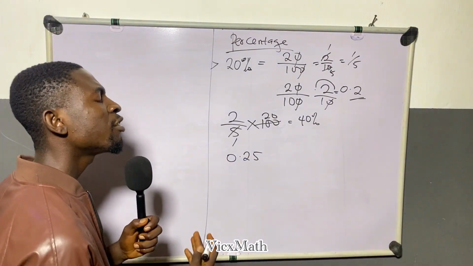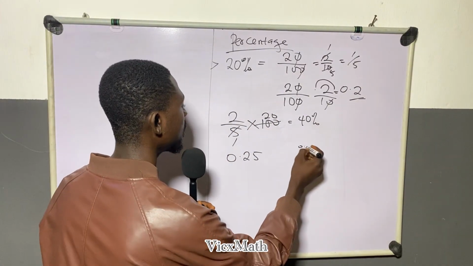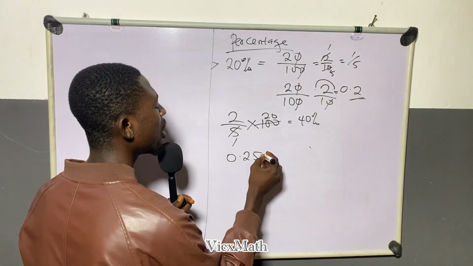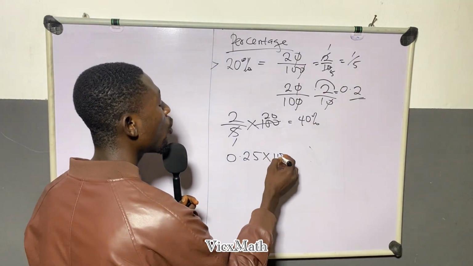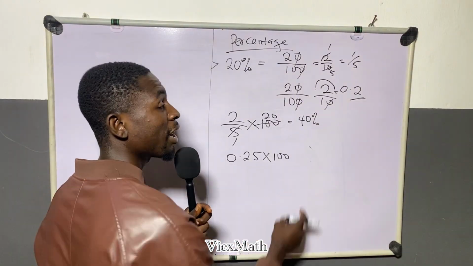Now, if they give you a decimal, maybe 0.25, and they say you should express this as a percentage, express a number as a percentage. Listen, first thing is that the number doesn't have the percentage sign. That's the first thing you will notice. So what you do is to times by 100. And at the end of multiplying by 100, it will now attract this sign. You understand what I'm saying?